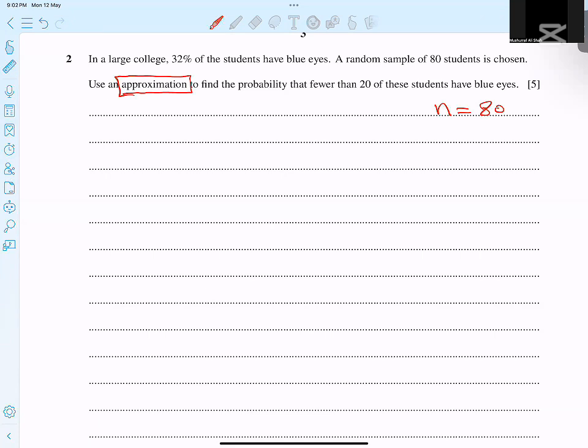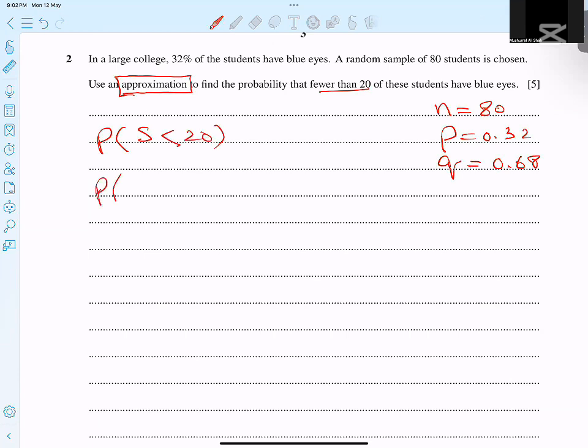whenever these concepts are used, we have to convert our data from binomial to normal distribution. He said find the probability that fewer than 20 of these students have blue eyes. So our main concern is blue eyes, 32%. So 0.32 is our probability of success, and q is 1 minus that, 0.68. Fewer than 20 means we can say students less than 20.